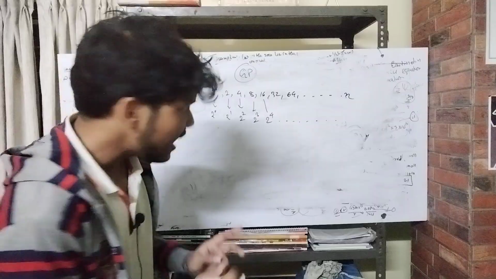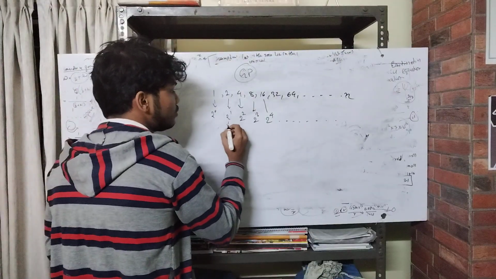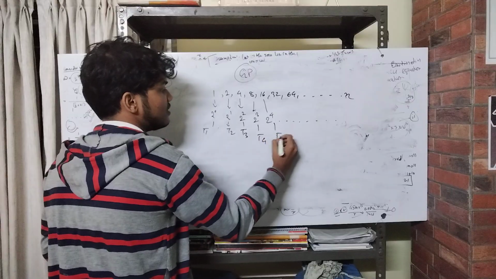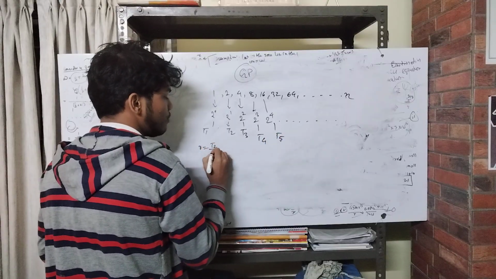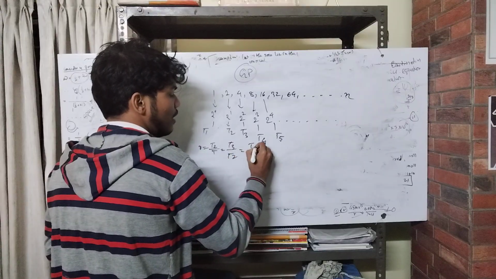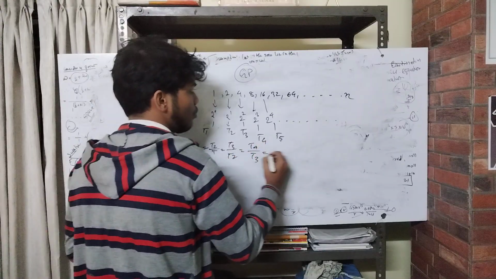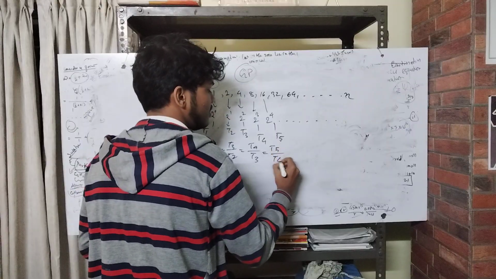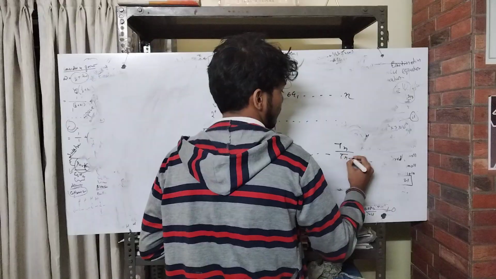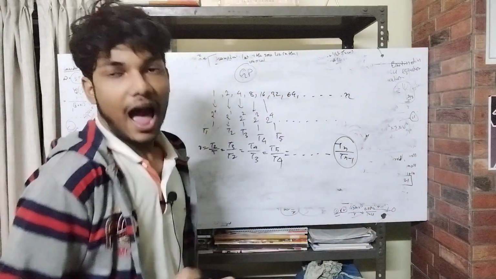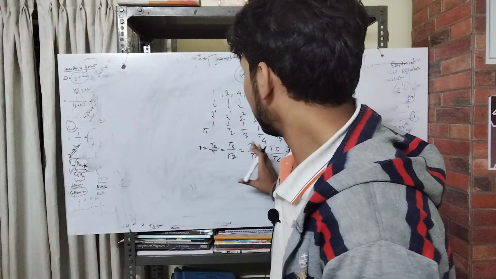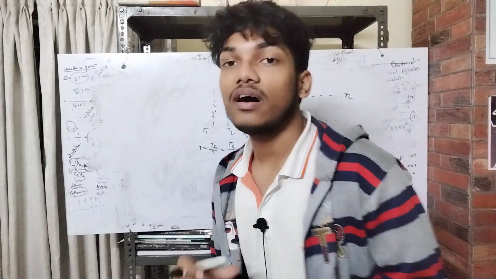Now if I say the common ratio, this is T1, this is T2, this is T3, this is T4, and this is T5. The common ratio is T2 by T1 equals T3 by T2, same as T4 by T3, same as T5 by T4, just going like that up to Tn by Tn minus 1. So I think you are now able to get why I use the term ratio.